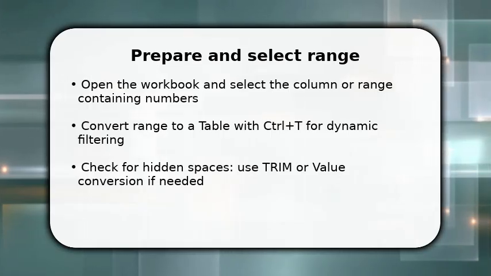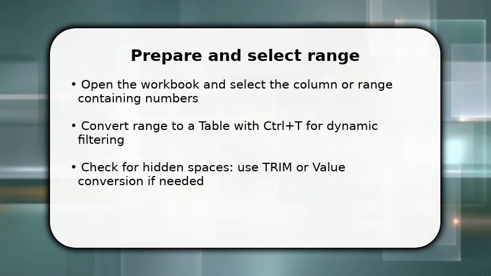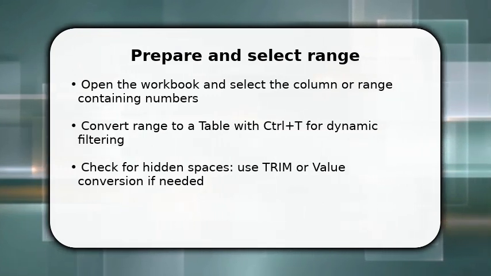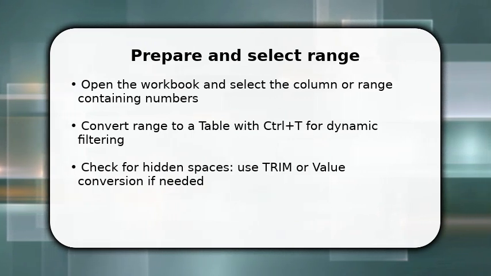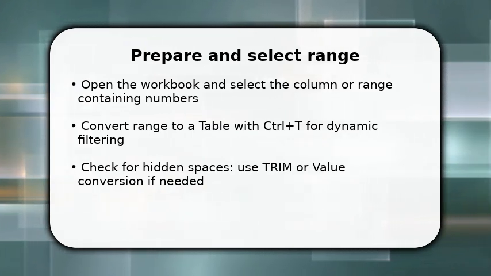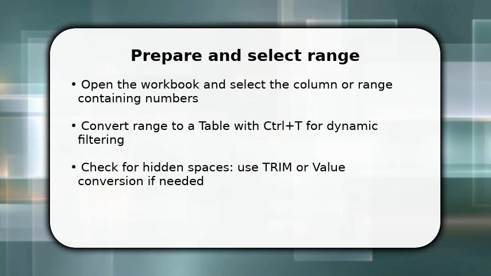You start by selecting the exact cells with repeated numbers. Make sure you include headers if present. Once done, convert the selection to a table using Ctrl+T because tables keep ranges aligned when you remove rows.